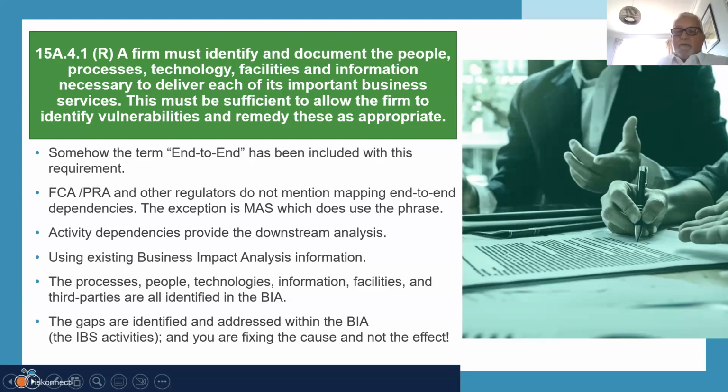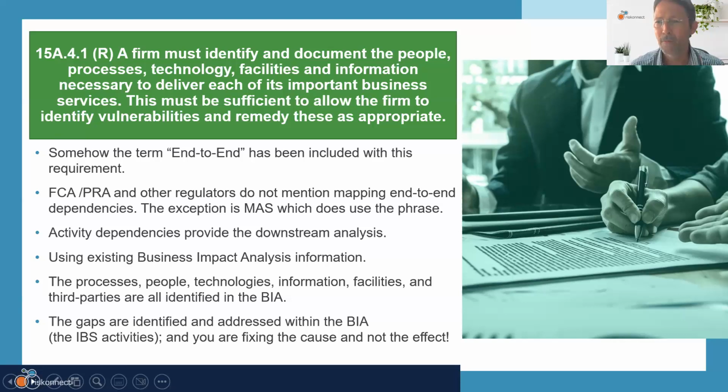Right, this is one of the key ones that we're going to talk about a lot, I think. So 15A41 is really about one of the key things: once you've identified your important business service and the activities or the processes that deliver that service, be they third party or internal, outsourced, however you want to do it, you need to be able to identify the people, process, technology, facilities, and information needed to deliver each of those important business services. So there needs to be sufficient detail that you can identify the vulnerabilities and remedy those as appropriate. I'll pass this one to Andrew for the first off.